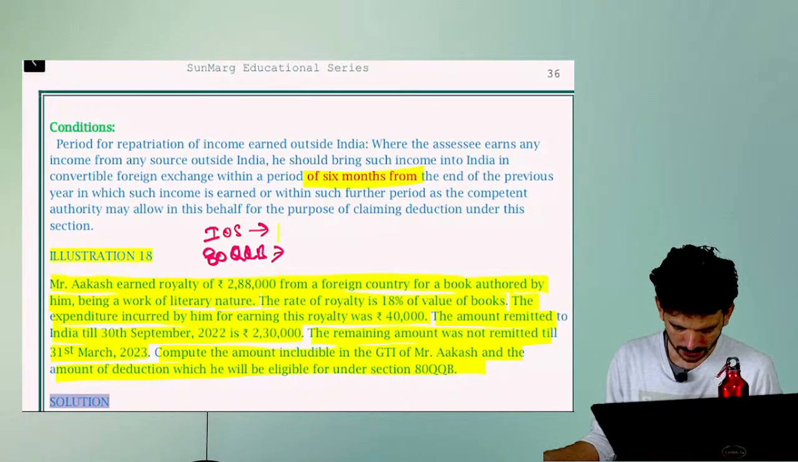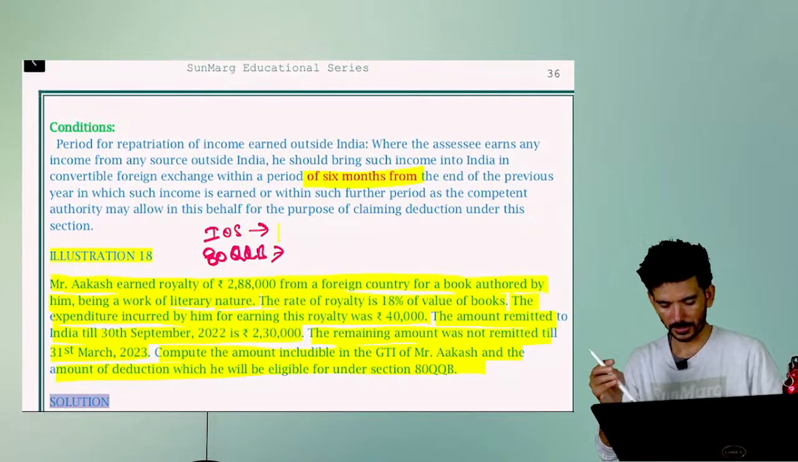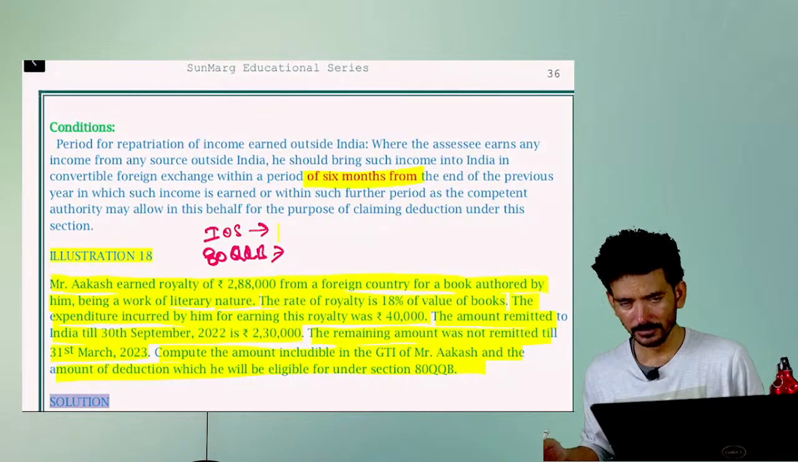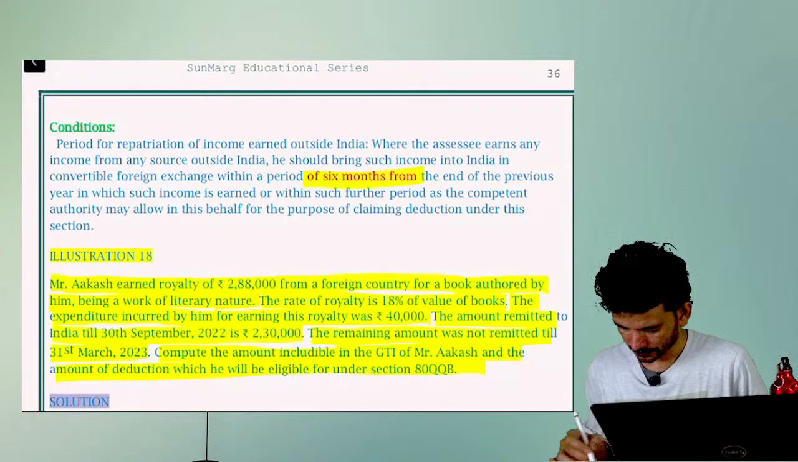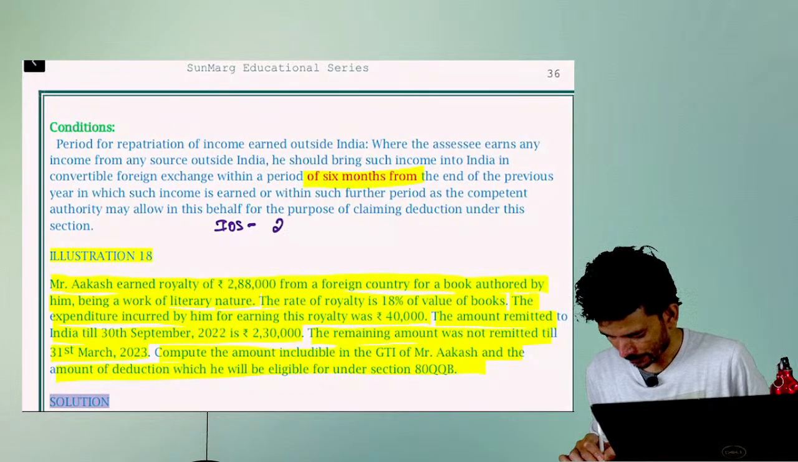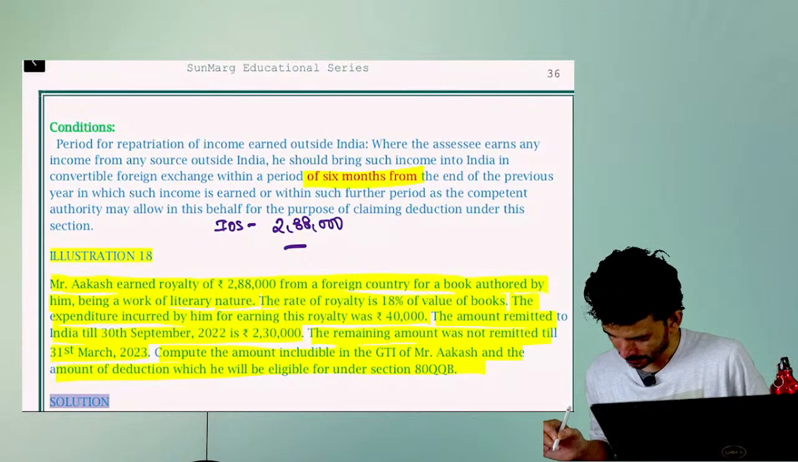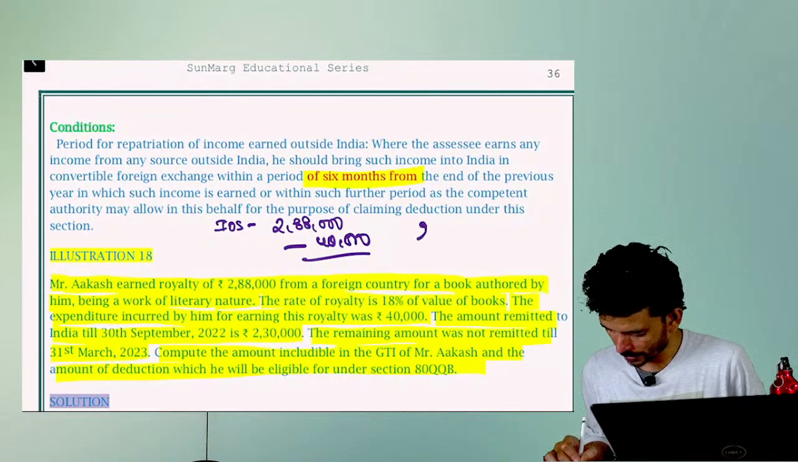Okay, so your answer is correct, Jagapati Babu. Well done. I'll explain once. So he is bringing 2,88,000, right? So in income from other sources, 2,88,000 is income and he is spending 40,000 as an expenditure. So 2,48,000 is the income from other sources.